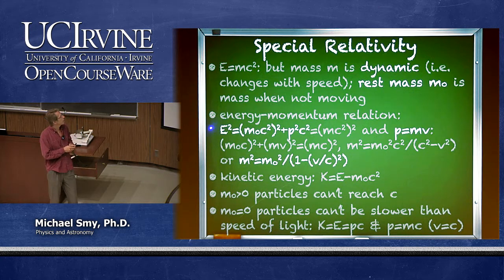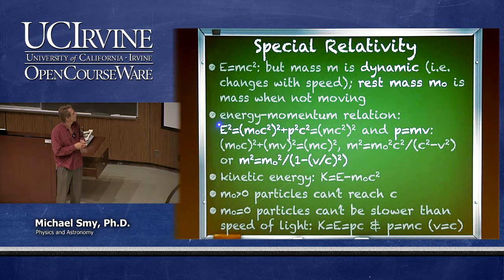And then there is the Einstein energy-momentum relation, which says that the energy squared is the rest mass times the speed of light squared, plus the momentum squared times the speed of light squared. And of course, because of this relation, this must be equal to the dynamic mass times the speed of light squared, and then the whole thing squared because the energy is squared.